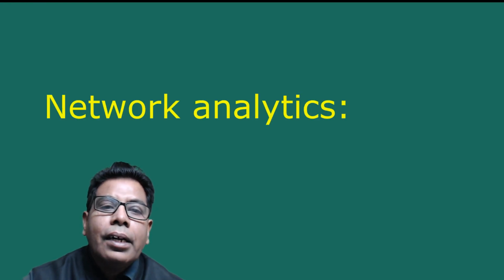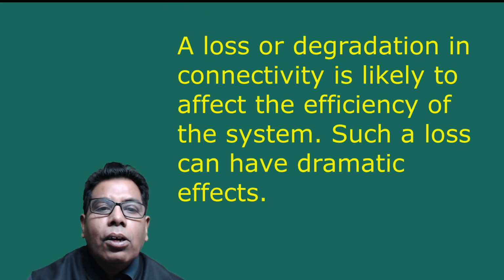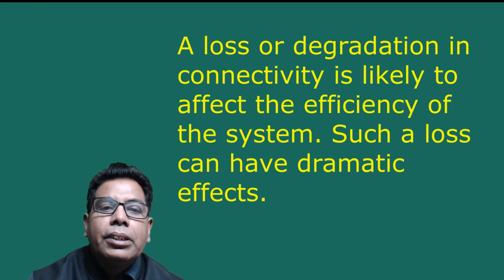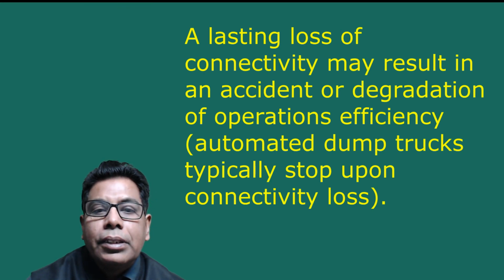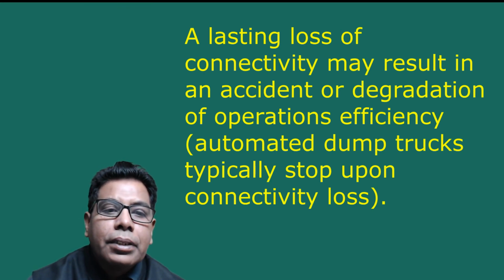Then let us go to the network analytics. Most IoT systems are built around smart objects connected to the network. A loss or degradation in the connectivity is likely to affect the efficiency of the system. Such a loss can have dramatic effects. For example, open mines use wireless networks to automatically pilot dump trucks. A lasting loss of connectivity may result in an accident or degradation of operation efficiency. That is, automated dump trucks typically stop upon connectivity loss.